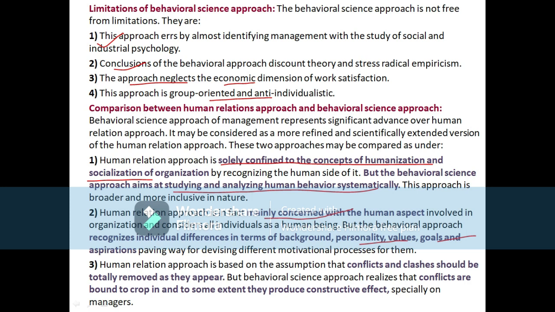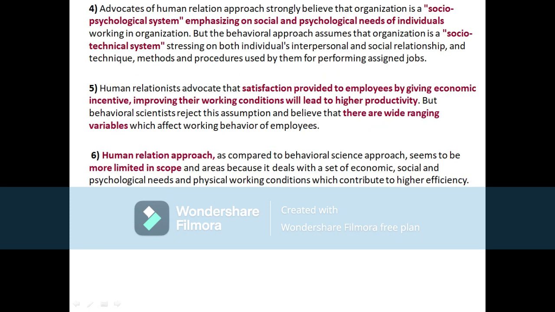The human relations approach is based on the assumption that conflicts and clashes should be totally removed as they appear. So whenever we see conflicts in the organization, they should be completely removed. But the behavioral science approach realizes that conflicts are bound to crop up, and to some extent they produce a constructive effect. Why? Because it creates competition between individuals and departments, and therefore it may lead to an increase in productivity. So in that aspect behavioral science has encouraged conflicts. This is another difference.